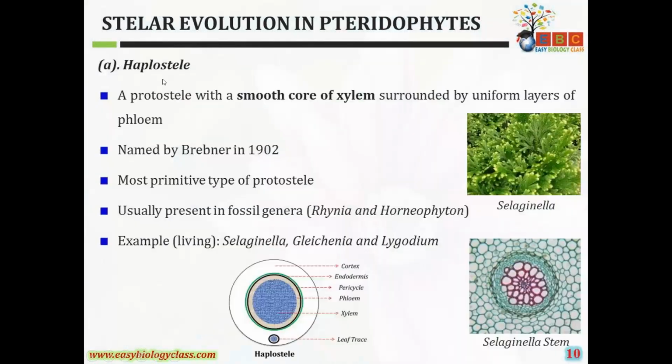Haplostele is a protostele with a smooth core of xylem. Here this one is haplostele. The central xylem is surrounded by uniform layers of phloem. It was named by Brebner in 1902, and it is the most primitive type of protostele, usually present in fossil genera, that is Rhynia and Hornea phyton. In living genera like Selaginella, Gleichenia and Lygodium, this haplostele is also present. It is the simple type, xylem surrounded by the phloem.